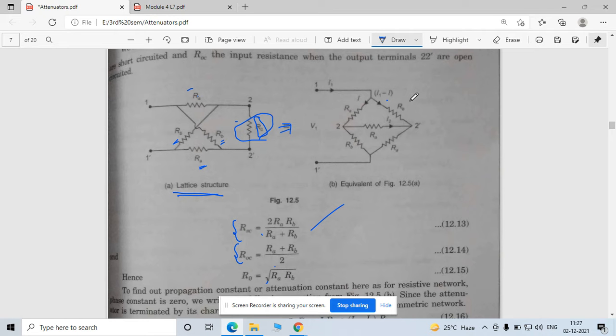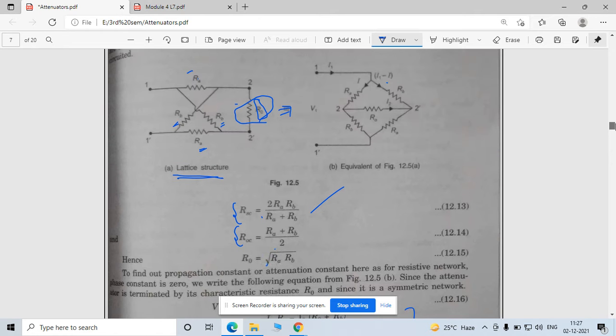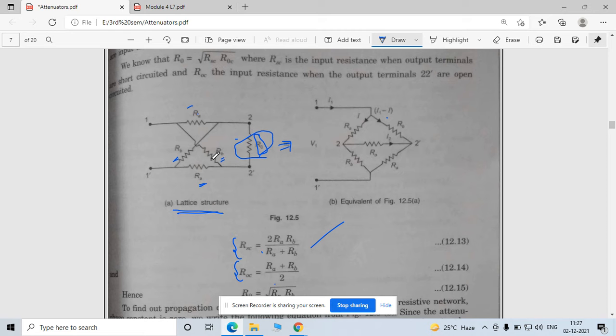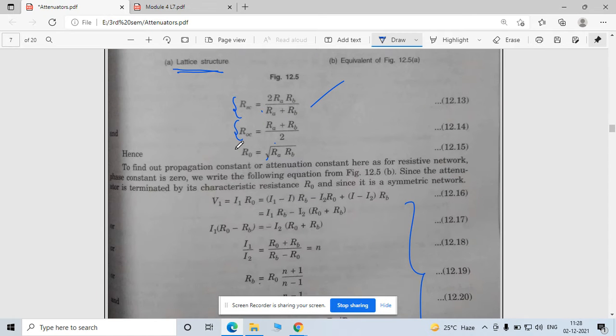Yes. Now, this is your short circuit resistance and open circuit resistance. The characteristic impedance is nothing but the square root of these two, the square root of Ra into Rb. Now see, this is a balanced symmetrical network. This lattice network is a balanced symmetrical network. That's why the upper arm resistance is equal to the lower arm resistance, and the diagonal resistances are also equal. So this is the one thing by which you have to find the characteristic impedance for this circuit.